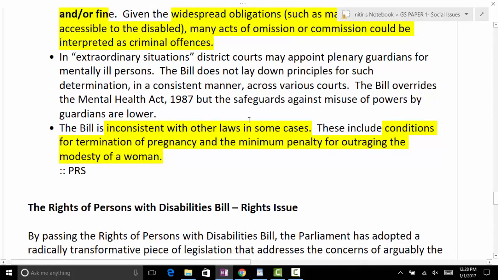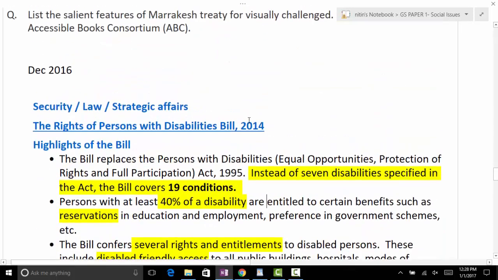Then one of the issues is inconsistency with other laws in certain cases. For example, termination of pregnancy and minimum penalty for outraging the modesty of women. In these cases, it has conflicting provisions with the present bill. So these are the major issues in the Rights of Persons with Disability Bill.